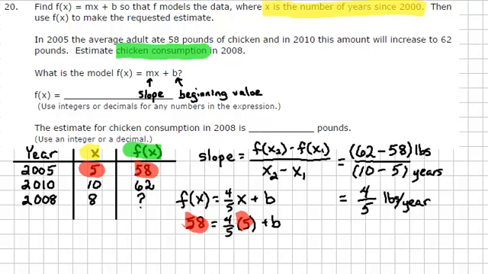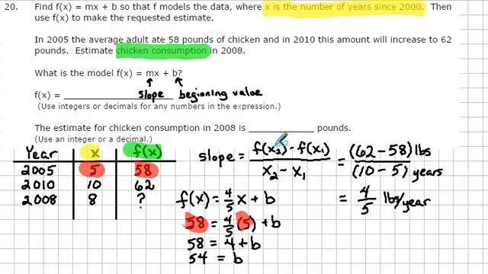What we'll do now is to solve this for b. So we have 58 is equal to, 5 divides into 5 one time, and 1 times 4 is 4, so 4/5 of 5 is 4. And then in order to isolate and get b by itself, we need to take away 4 from each side, and that gives us b is equal to 54. So that means that back in 2000 the chicken consumption was 54 pounds.